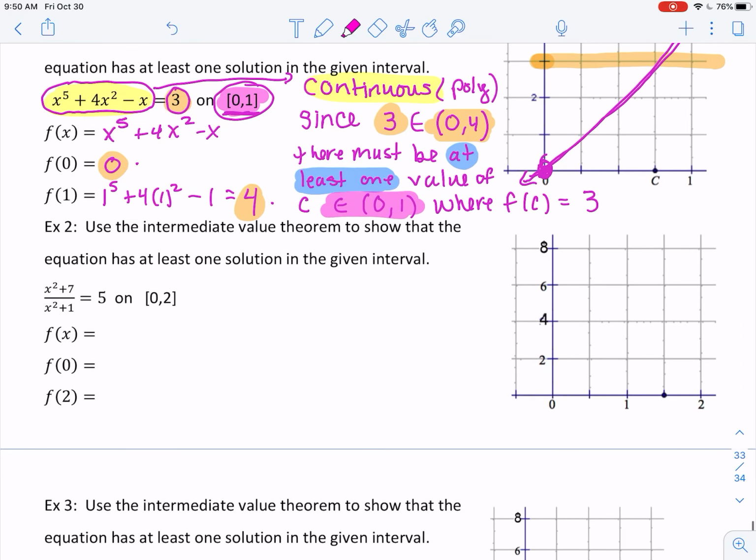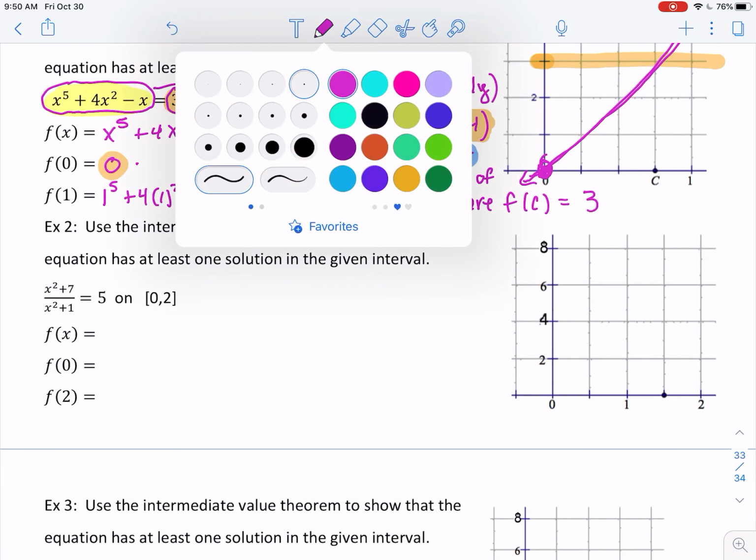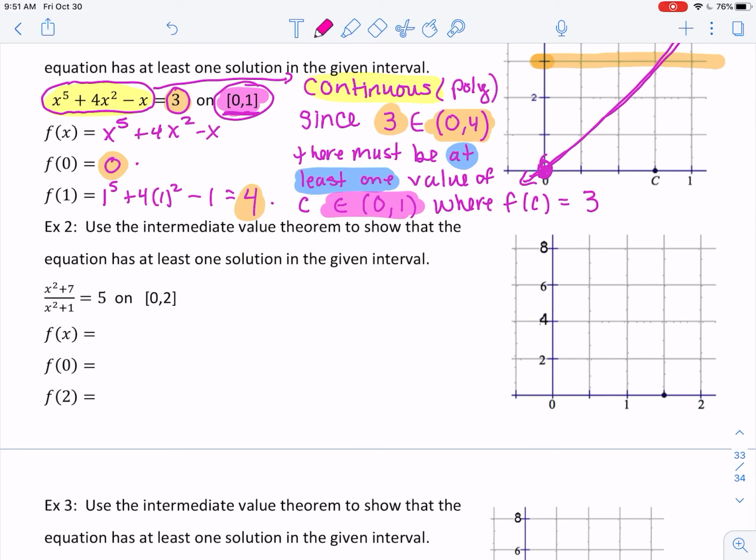Okay? So let's try another one. Again, you always have to start by making a continuity statement. So this is a rational function. Rational functions are continuous where they are defined. So this function, if you take the denominator and set it equal to 0, and solve that. All right, so this is defined for all real numbers, therefore continuous.